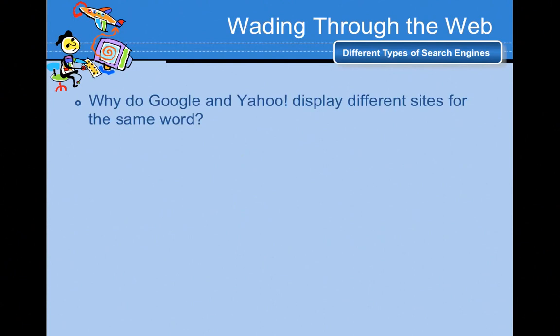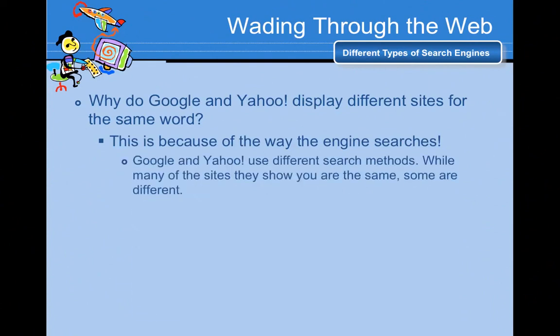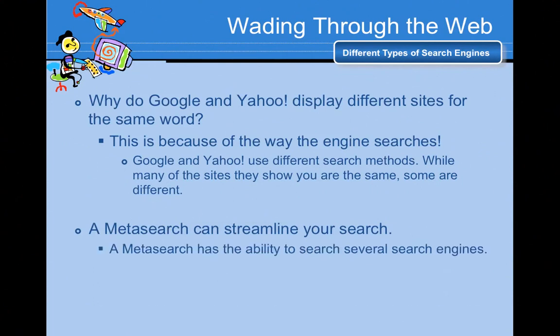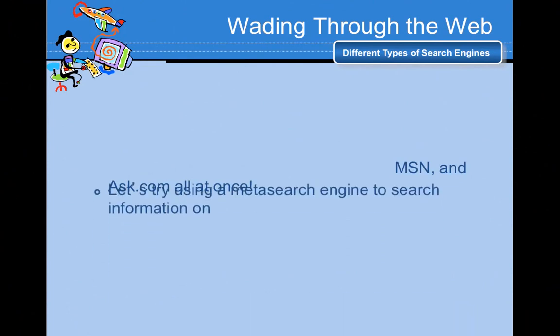So why do you think that Google and Yahoo display different sites for the same search word? This is because of the way each engine searches. Google and Yahoo use different search methods. They're called algorithms. While many of the sites they show you are the same, some are different. A meta search can streamline your search. A meta search has the ability to search several search engines.